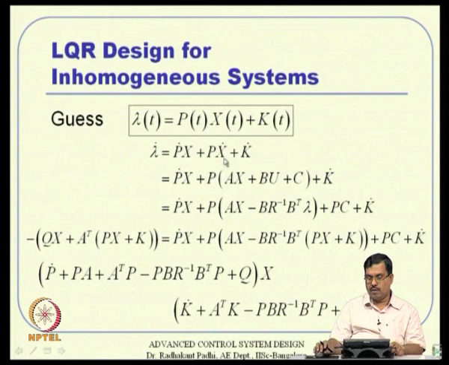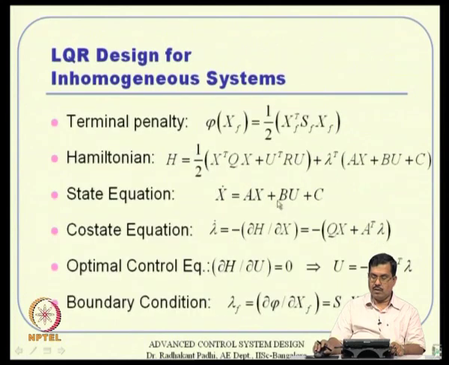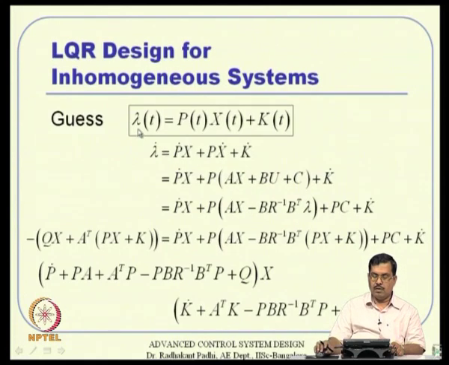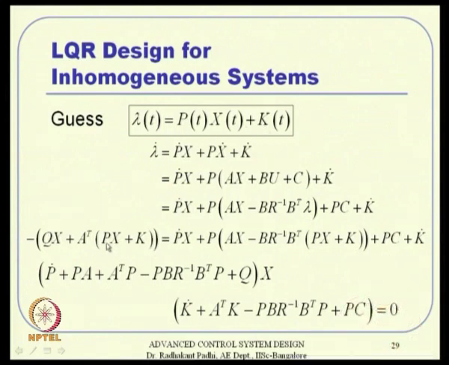So x dot will become like that, and then because u is minus R inverse B transpose lambda, I will put it that way with a negative sign, and then the P c will come out from here. Lambda is again P x plus k this time, no more P times x only. Wherever lambda is there, it is P x plus k, and wherever lambda dot is there, that is minus q x plus a transpose lambda basically. Minus q x plus a transpose lambda, where lambda is P x plus k this time, one more time.